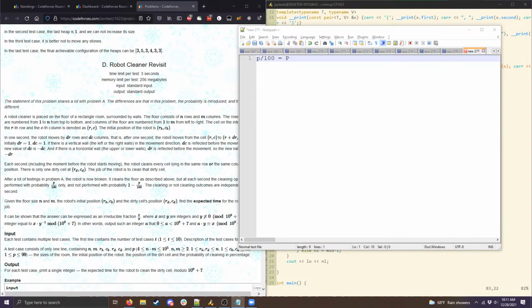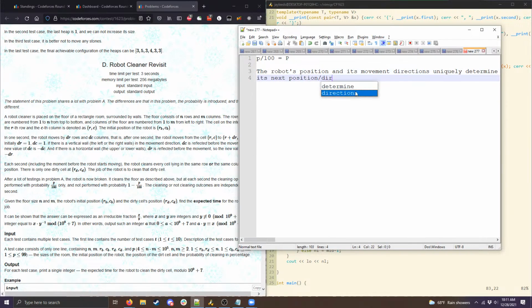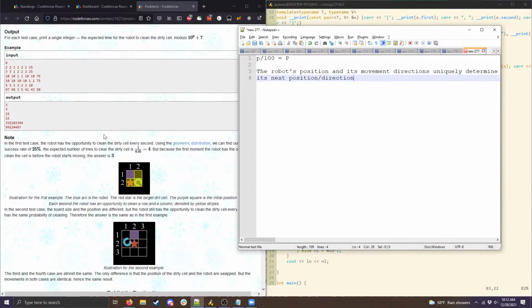So let's start by thinking about the structure of the robot's path. Notice that the robot's position and its movement direction uniquely determine its next position and direction. In other words, if we know where the robot is now and what direction it's facing, then we can tell where it's going to be in 1 second.